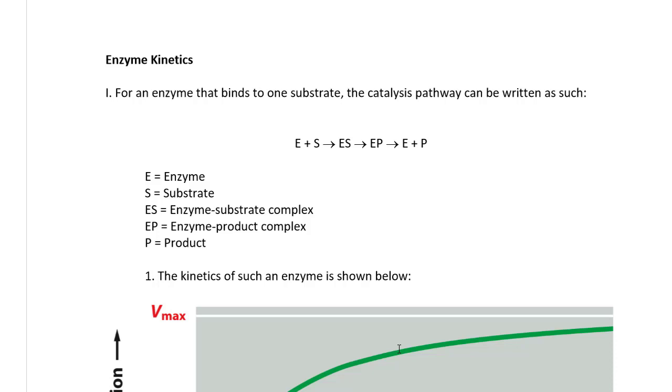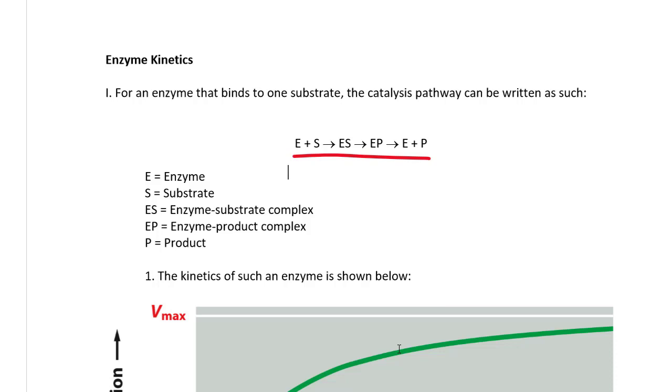Okay, so the next topic we're covering is enzyme kinetics. For an enzyme that binds to one substrate, the catalysis pathway can be written as such, and we've seen this pathway before, so it's nothing new for us, where E equals the enzyme, S equals the substrate, ES is the enzyme substrate complex, EP is the enzyme product complex, and P is the product.